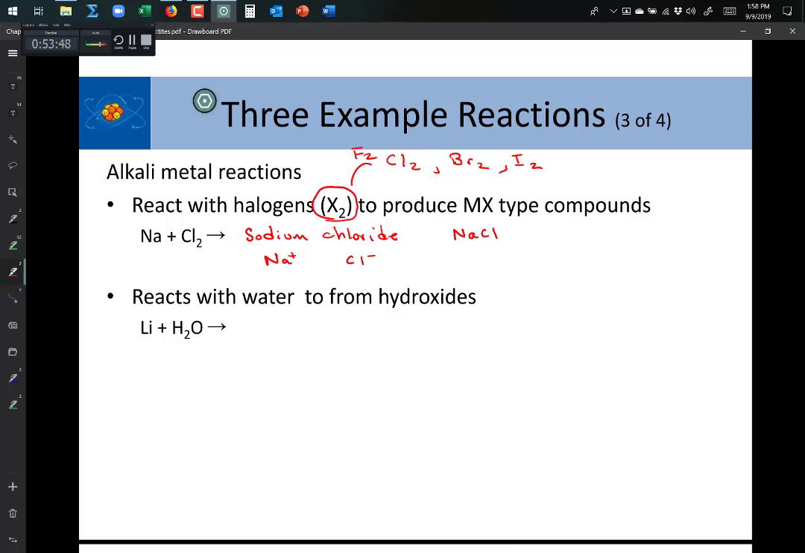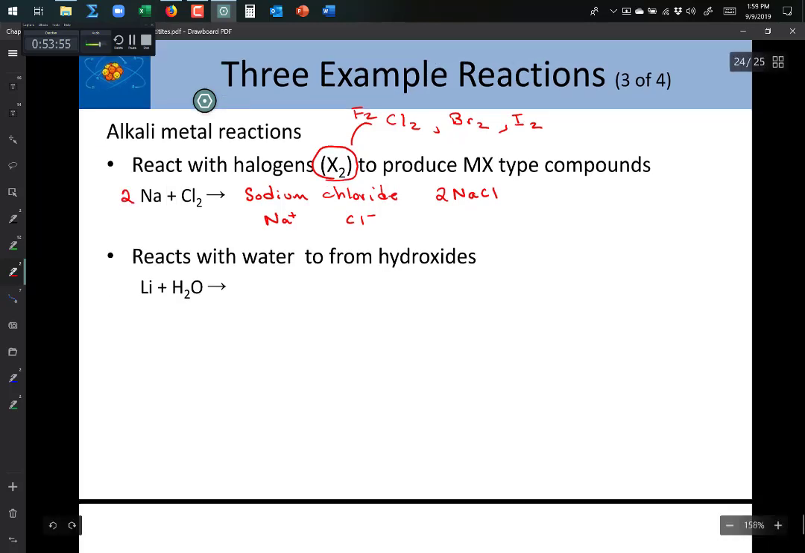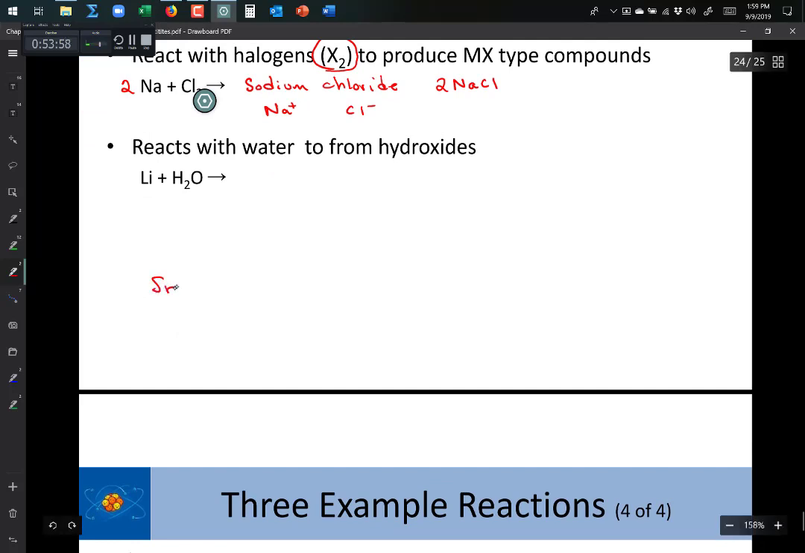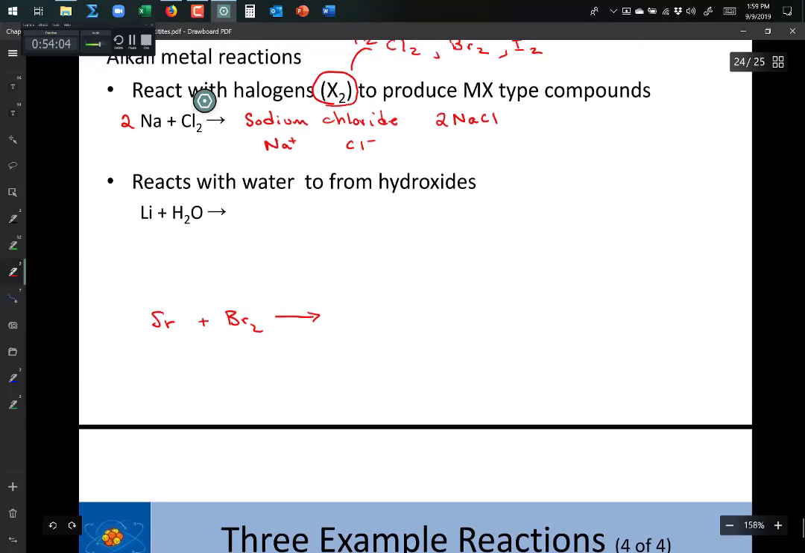So sodium chloride is like that, so to balance this, it needs a 2 here and a 2 here. But like I said, if I had said instead strontium, Sr, and Br2, which is kind of a violent reaction, Sr strontium, I would write out strontium bromide. Makes an ionic compound. And then strontium I have to look up on the periodic table, it's in group 2, so it must be a 2+, and bromide is minus 1, so my formula is SrBr2, like that. And that's already balanced.